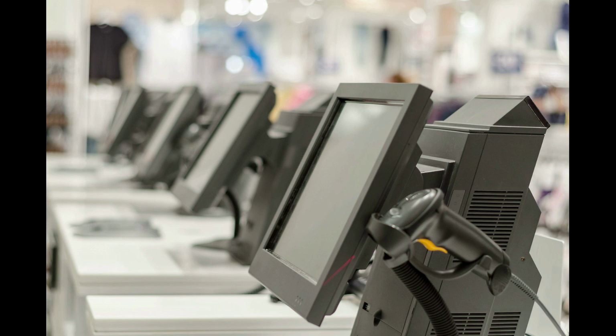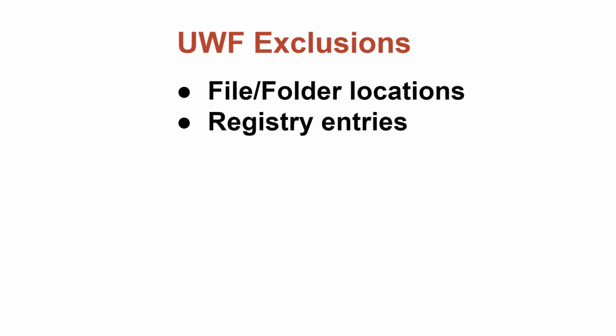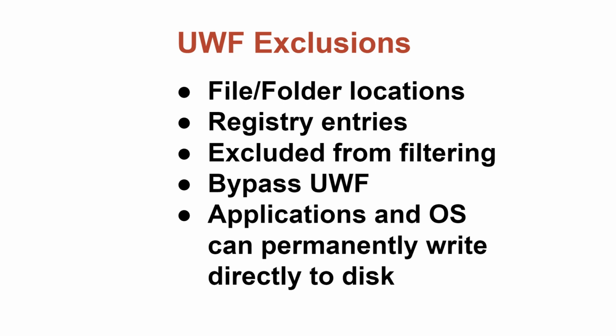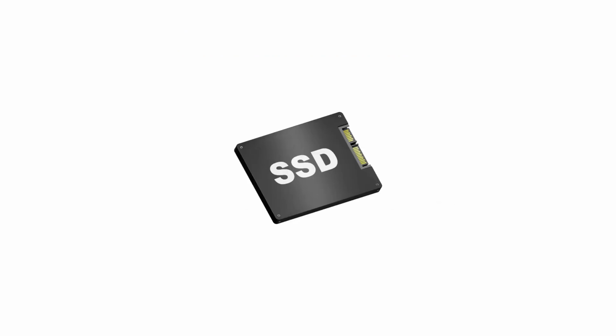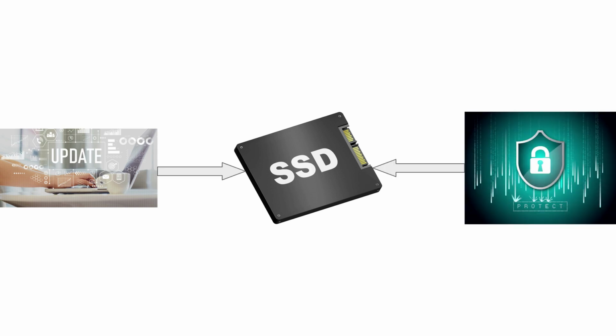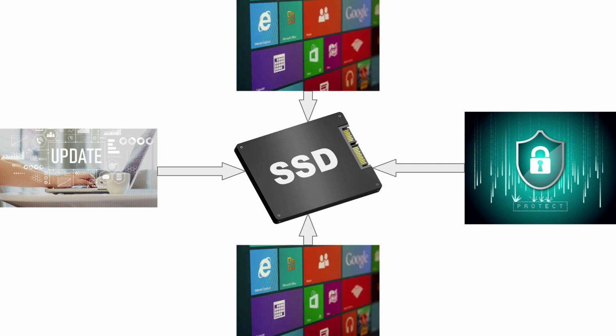The UWF has a concept called exclusions that are either file or folder locations or registry entries on the disk and allow you to exclude them from the UWF filtering process. This means that anything you specify as an exclusion will bypass the UWF completely, so if applications or the OS want to, they have complete freedom to write content to that location. Your organization might have a requirement that Windows updates, antivirus applications and their virus definition data, also any new application or feature updates locations, are all excluded so they can freely write to the disk.